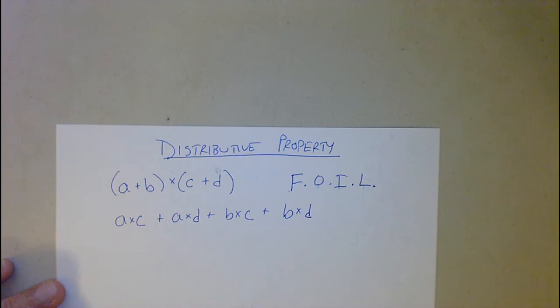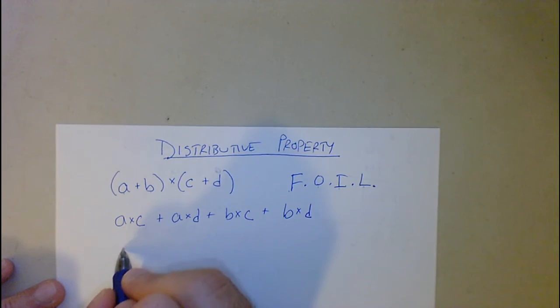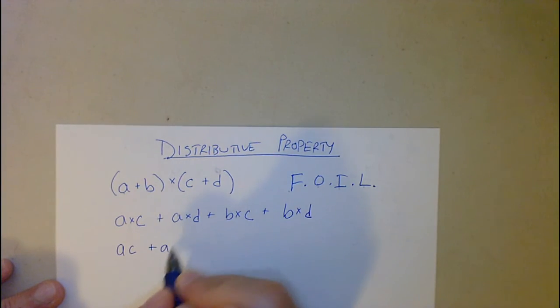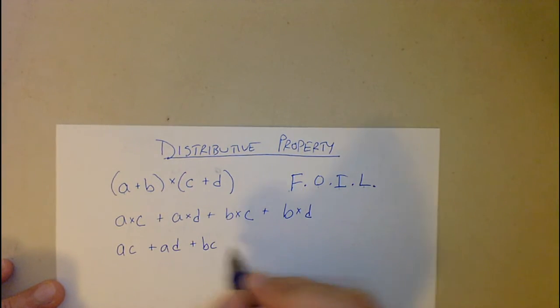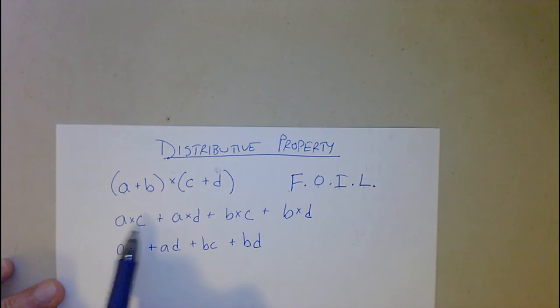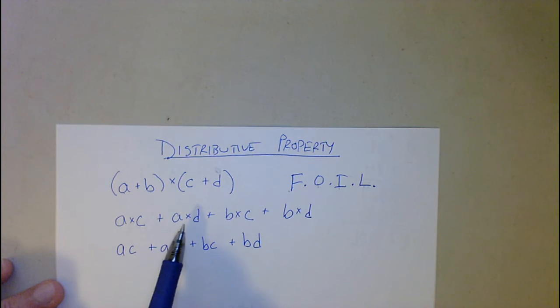So that's the distributive property. Sometimes you'll see it like this: AC plus AD plus BC plus BD. All right. Oftentimes when we multiply things like this together, we put them together. So instead of putting the little X here for multiplication, the little cross, we just put A and C together, signifying that these are being multiplied together. Okay, same thing for AD, BC, and BD.